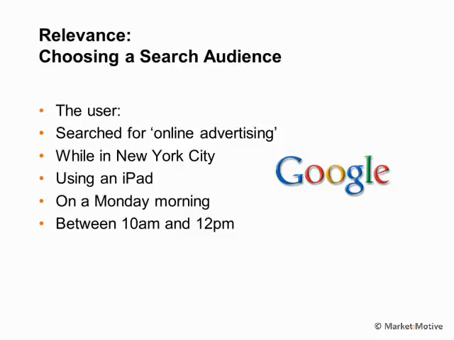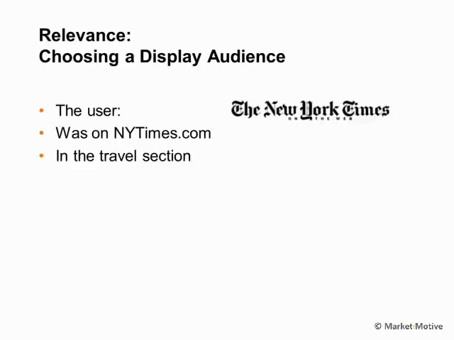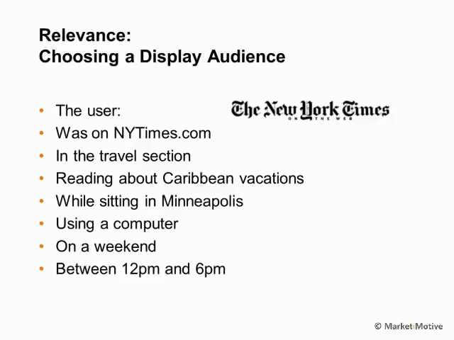So paid search has a high relevance on search pages. But even on content sites, also known as display advertising, you can be just as specific about the user behavior. You can target an ad for display advertising, assuming someone's on the New York Times. They're in the travel section of the New York Times. They're reading about Caribbean vacations. They're located in Minneapolis, using a computer, and it's a weekend between 12 and 6 o'clock. So targeting options with paid search exceed every other advertising medium out there.